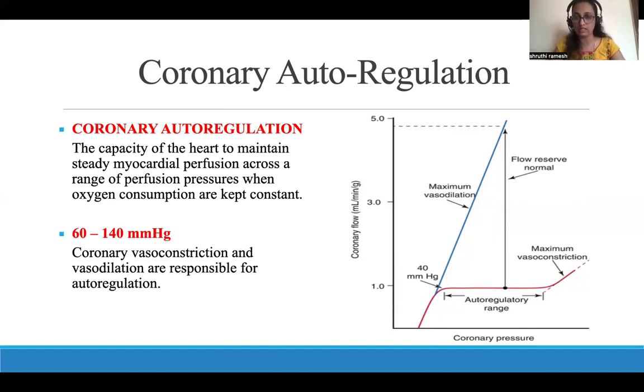But beyond that, whenever the pressure falls below 40 millimeters of mercury, as in cases of cardiogenic shock or severe hypotension, there is a drastic fall in the coronary blood flow. And the most common area of the myocardium which is affected is the subendocardial region, because it receives most of its blood during the diastole. As the pressure comes down, its perfusion is affected.